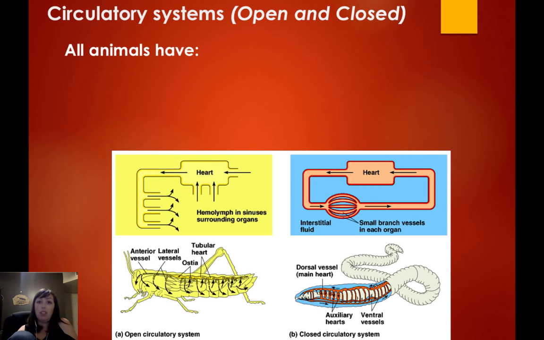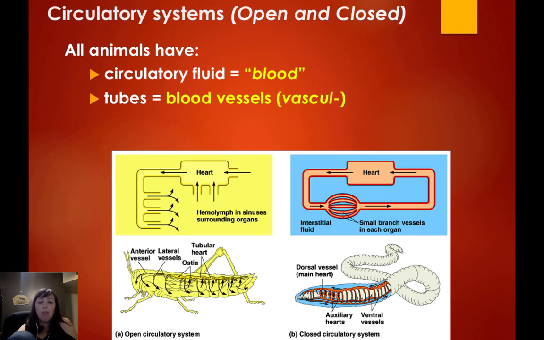Okay, so circulatory systems can be open and closed. All animals have circulatory fluid, which would be blood, okay? Tubes to carry the circulatory fluid in, which would be blood vessels, and some kind of muscular pump, like a heart, okay?